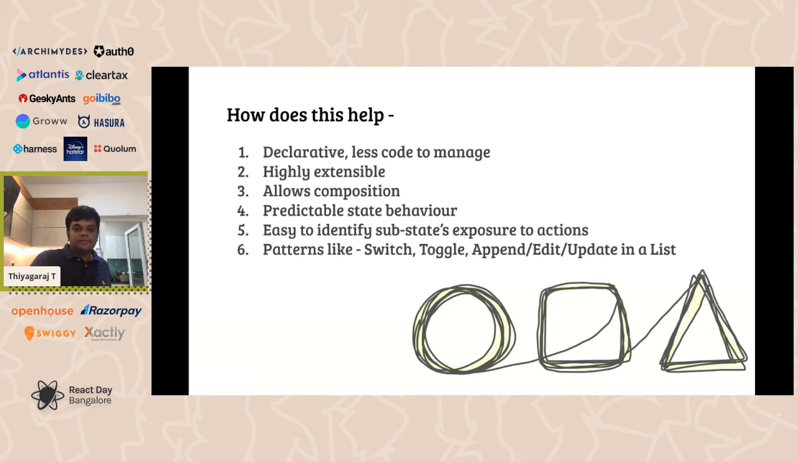And the best part is that the state behavior is quite predictable. You can easily identify a substate's exposure to actions and say, this state element responds to this set of actions. That is possible now. It's no more just a black box, but a black box with some meta information around it, which you define, and that's how the funnel is controlled. These patterns can be extended not just for switch, but for toggle. It can also go for list, where you can append, edit, or update elements inside a list. You can create your own custom patterns, whatever suits your use case.